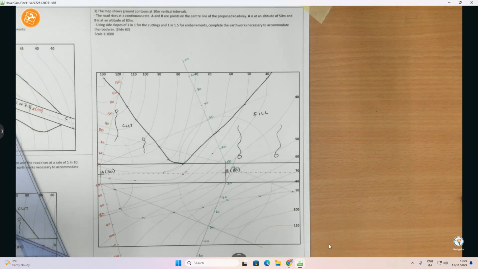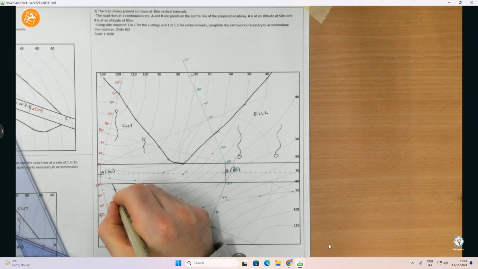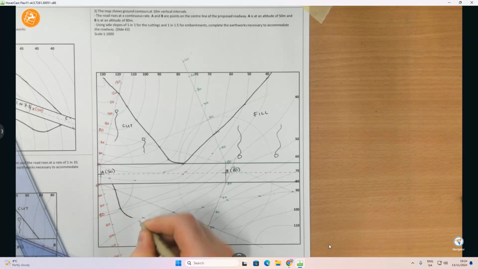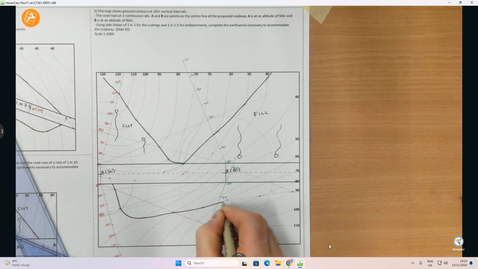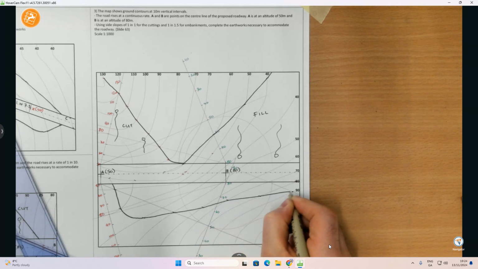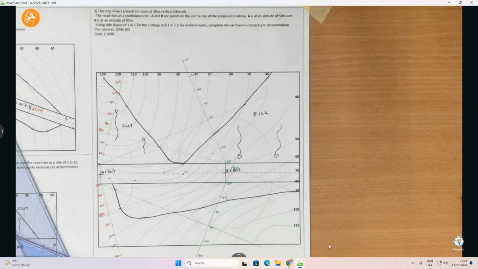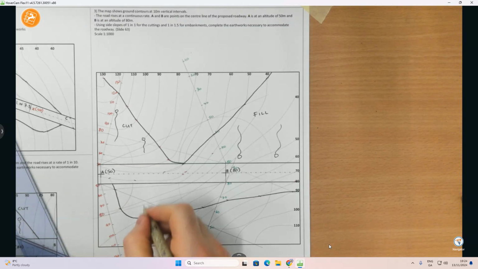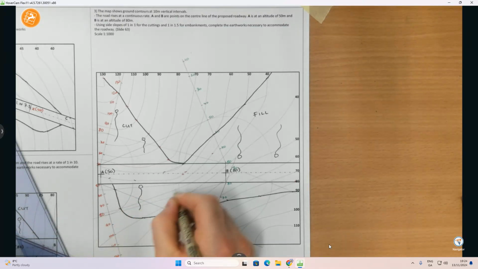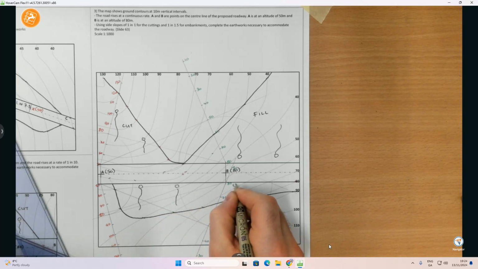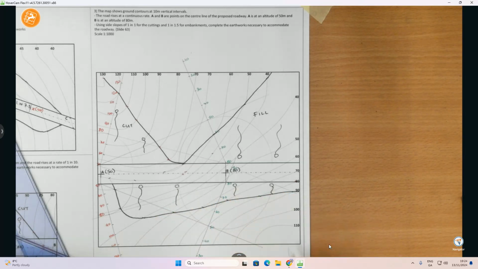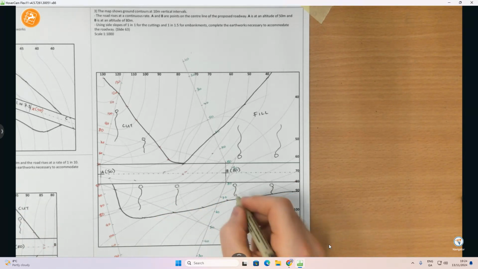Don't think I'll need the 100, it's going off my page anyway. So let's heavy this in. Okay, now that looks a little bit funny there. That is correct. So that there was all a fill. So when it's a fill, the ball would roll away from the road. Okay, so that was a fill there as well.